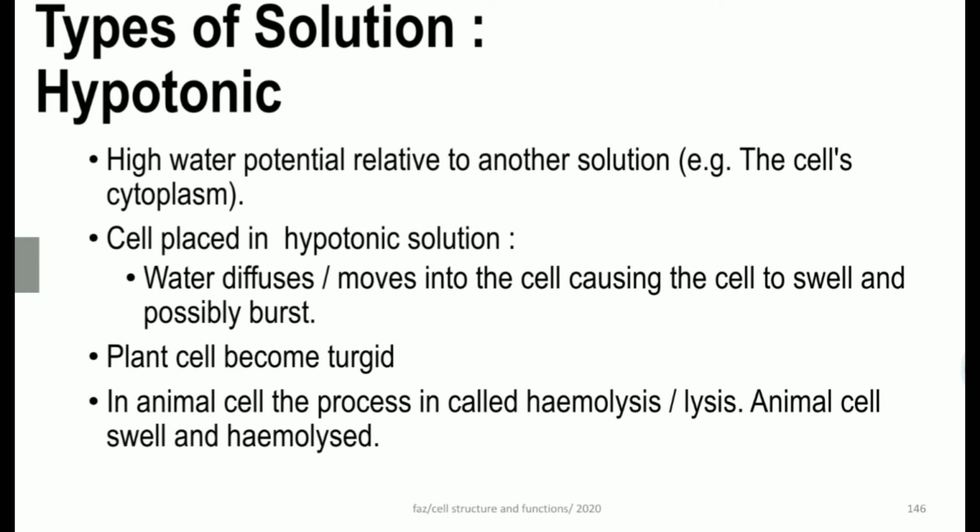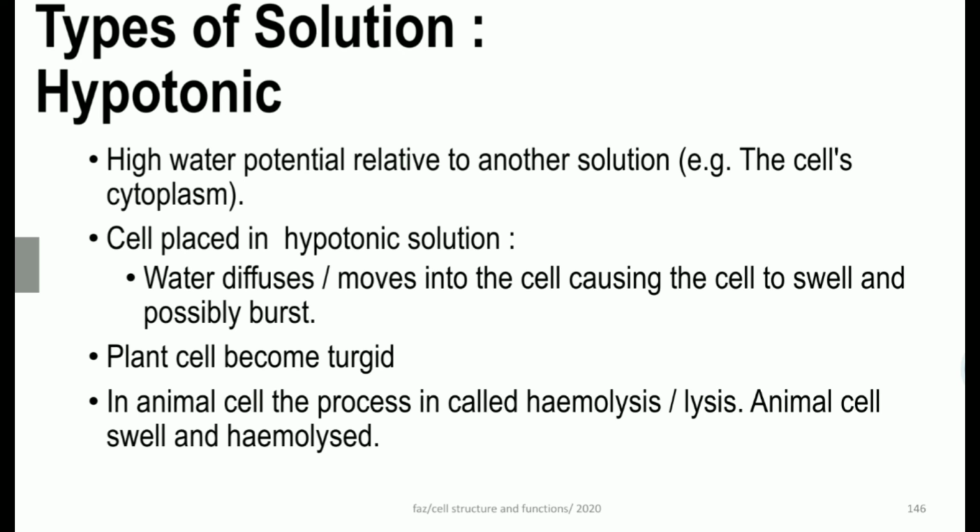So the second type of solution is hypotonic. Hypotonic is a condition where there is high water potential in the solution compared to the other solution. For example, when a cell is placed in a hypotonic solution, meaning that the cell has fewer water molecules but the solution has more, water will diffuse or move into the cell via osmosis. Remember, you have to mention the name osmosis, causing the cell to swell and possibly burst.